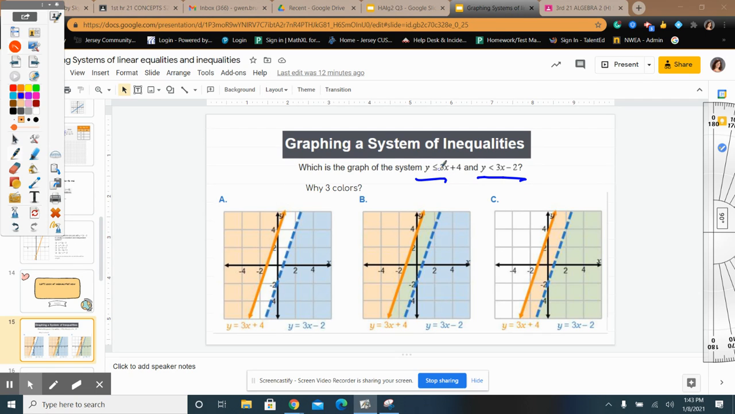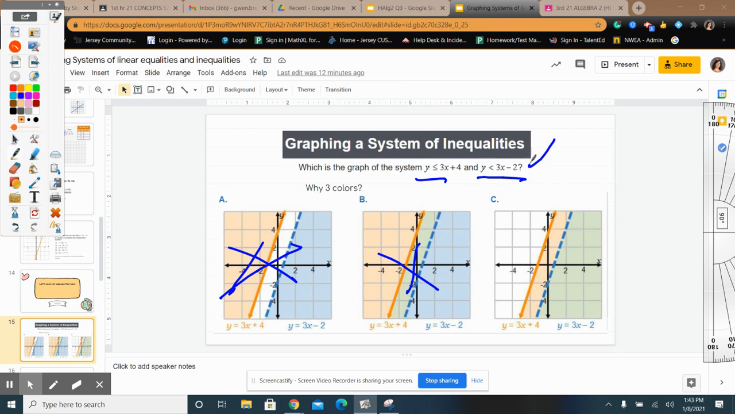If it's less than or equal, it has to have a solid line. Well, they all have a solid line. And it's going to be shaded below, or less than. So this graph is shaded above. That is not it. This one is shaded above, also not it. This one is shaded below, but for some reason they stopped here. Why did they stop? Well, because y is less than 3x minus 2 has the dashed line graphed here. It is shaded below. All of these are shaded below.